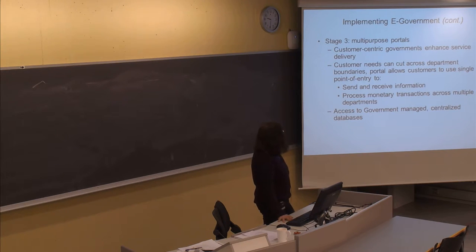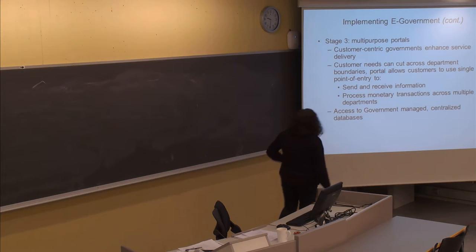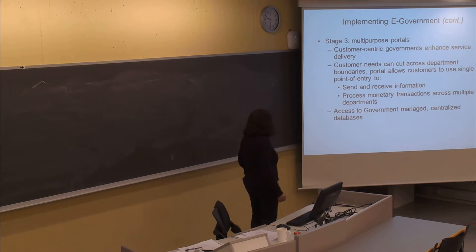Stage three is the multi-purpose portals: customer-centric government and increased deliveries. We have been able to process monetary transactions and exchange information, with access to government-managed centralized databases. So you have different links to different data services.